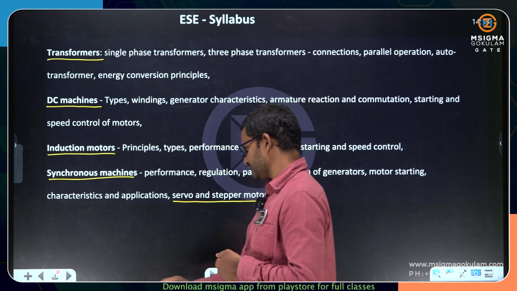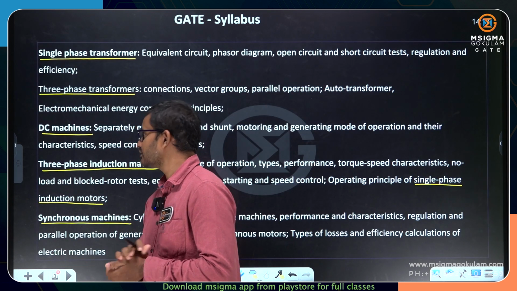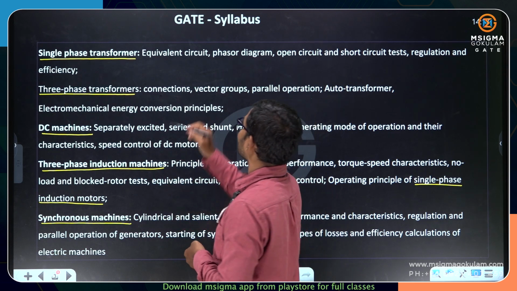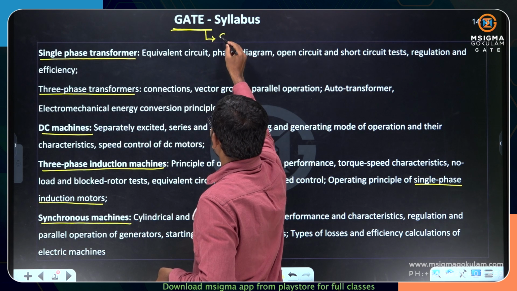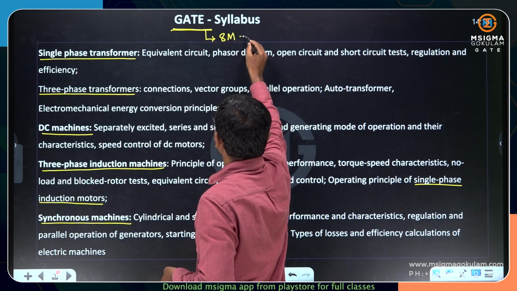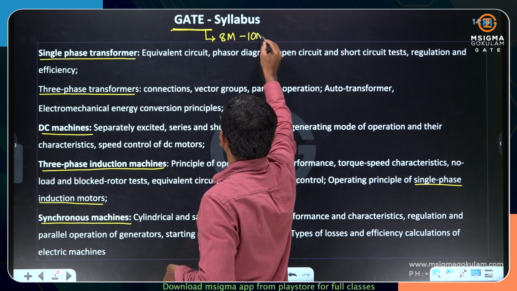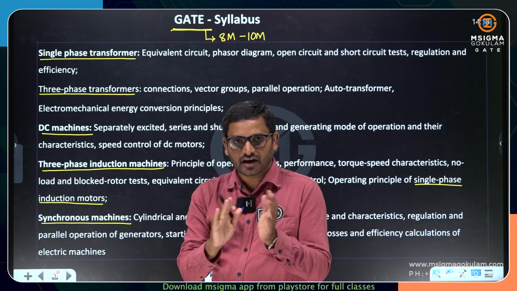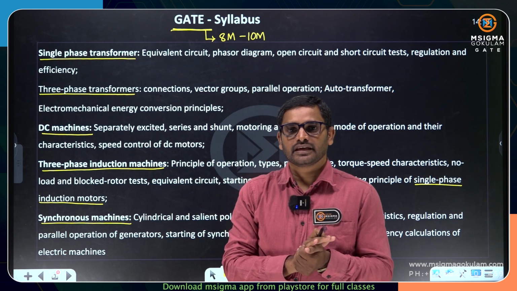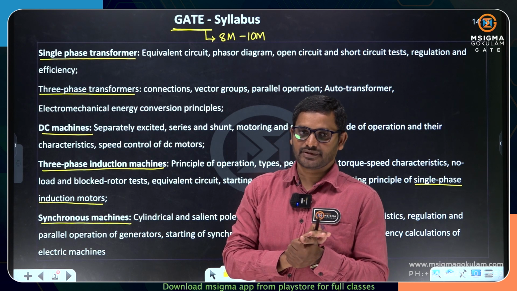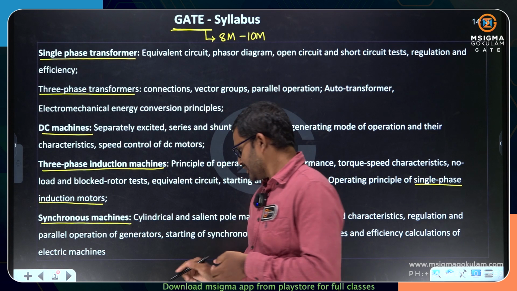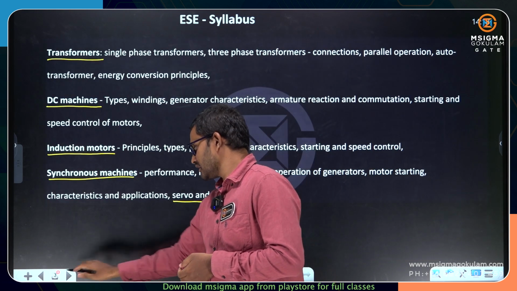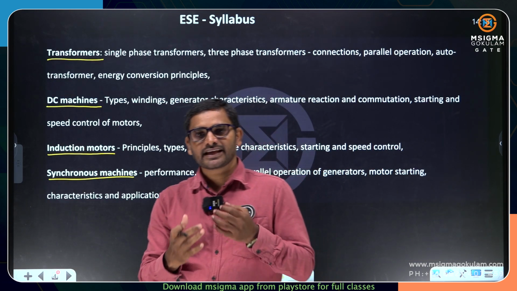Coming to the weightage of electrical machines, in the GATE examination the weightage is a minimum of 8 marks and it can touch up to 10 marks also. I am just giving an average figure. Minimum 8 marks and maximum it can touch up to 12 marks also, but I am giving 8 to 10.